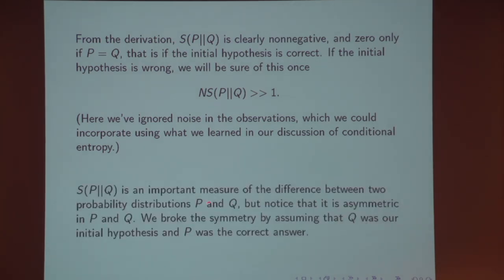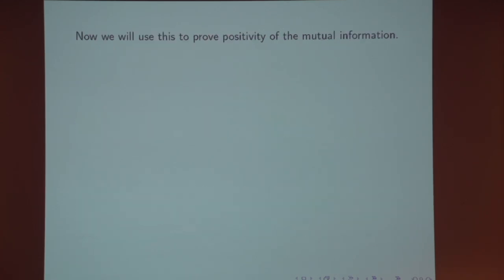So the relative entropy is an important measure of how two probability distributions are different, but it's asymmetric between them. What breaks the symmetry is that we assumed that Q was the initial hypothesis and P was the correct answer. Now we're going to use positivity of relative entropy to prove that the mutual information is positive.